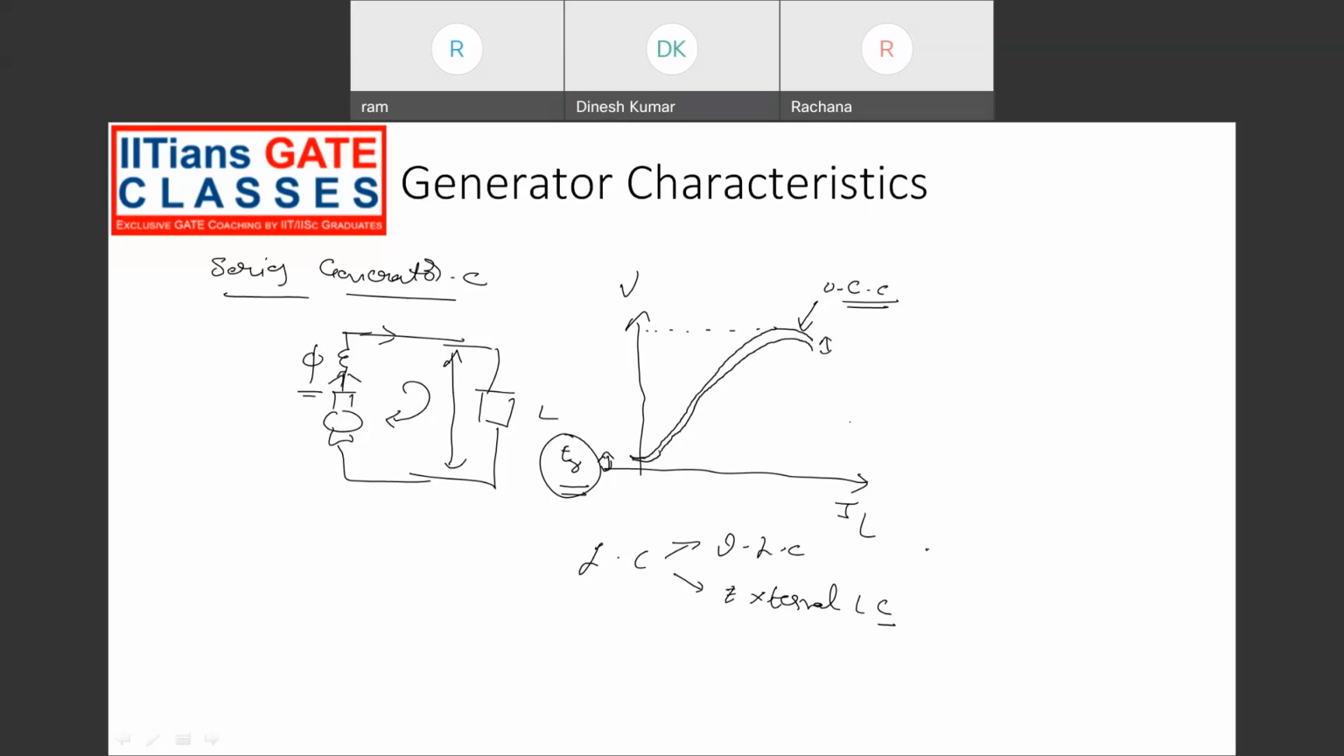Next one is external load characteristics. The plot also looks similar to the OCC, but we have to include one more additional drop, that is the armature resistance drop, the IA RA drop. So this is the external load characteristics, and the curve in the middle is the internal load characteristics.